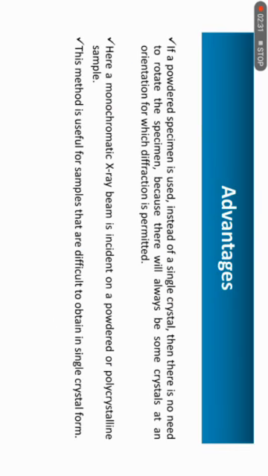So this has the following advantages: if a powder specimen is used instead of a single crystal, then there is no need to rotate the specimen, because there will always be some crystal at an orientation for which diffraction is permitted. Here, a monochromatic X-ray beam is incident on a powdered or polycrystalline sample. This method is useful for samples that are difficult to obtain in single crystal form.